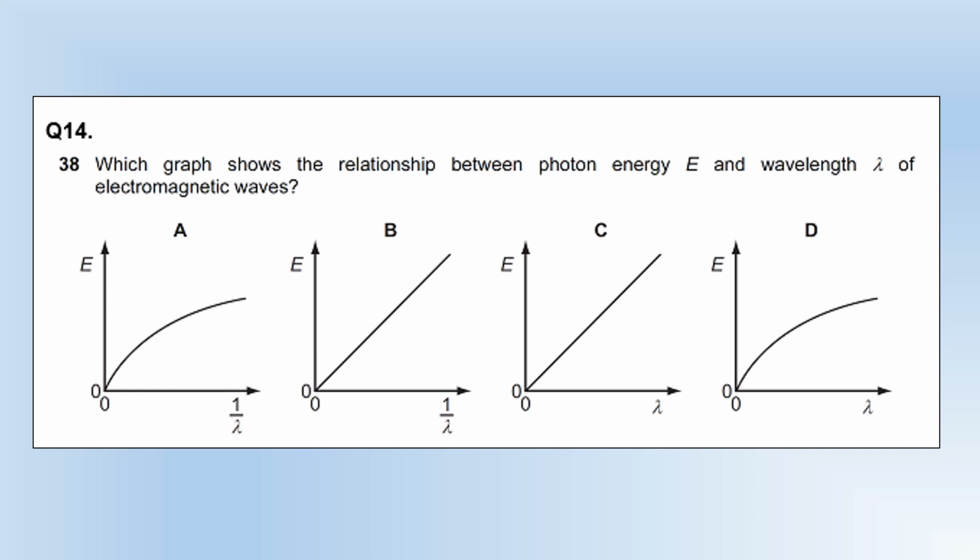Which graph shows the relationship between photon energy and wavelength? So photon energy is inversely proportional to wavelength, or another way of saying that is photon energy is directly proportional to 1/wavelength. So it's option B.